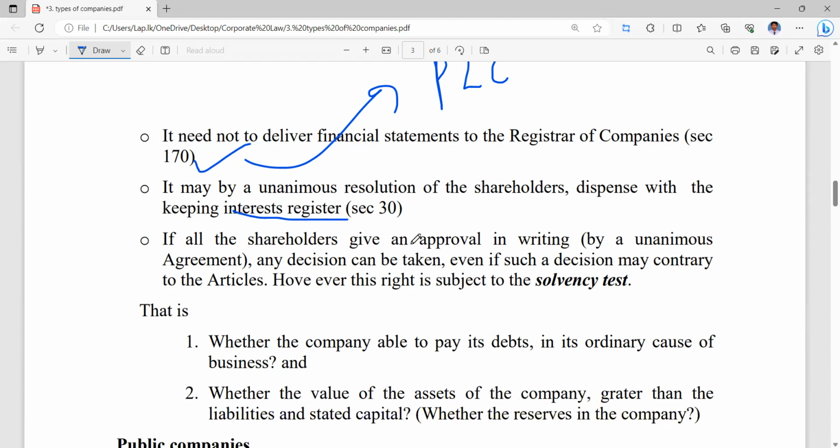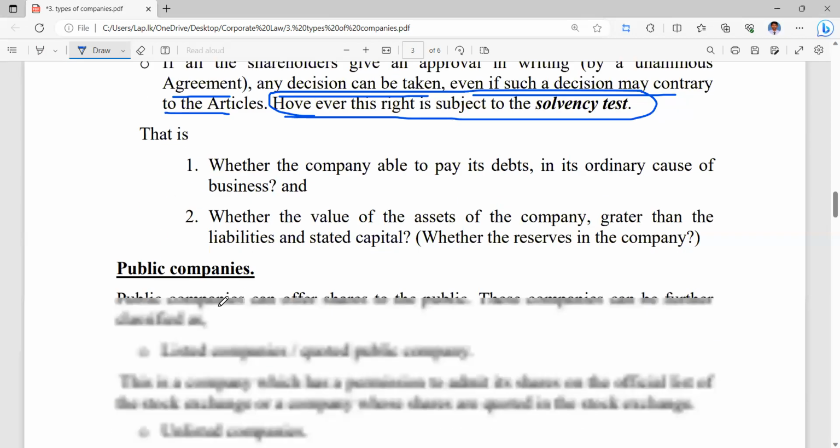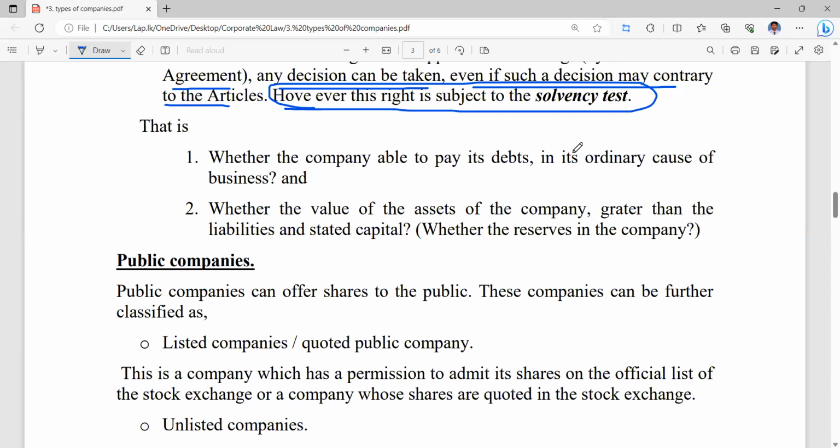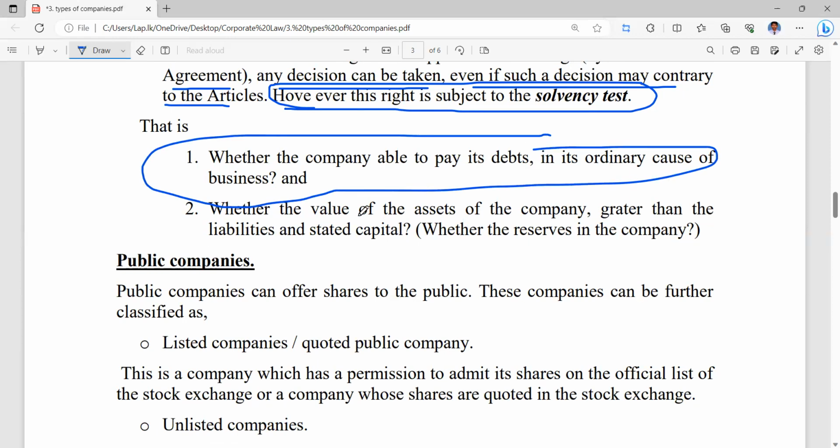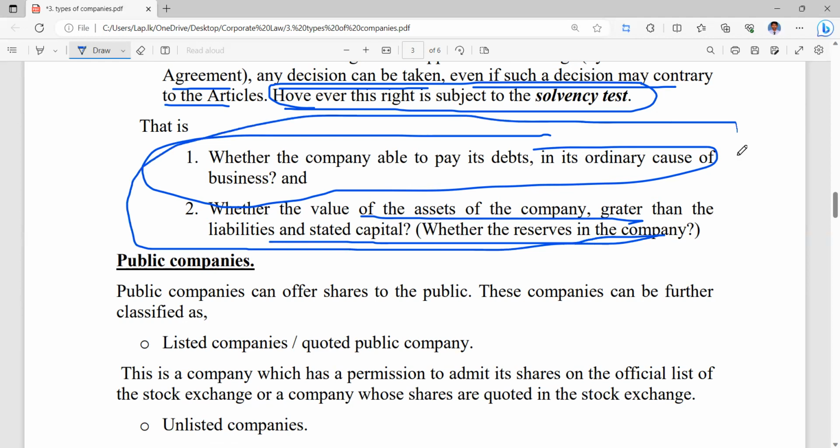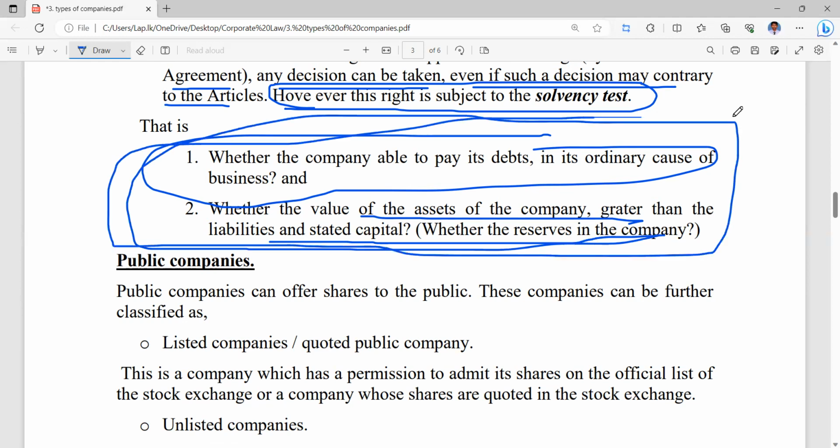If all the shareholders give approval in writing by unanimous agreement, any decision can be taken even if such a decision may be contrary to the articles. However, this right is subject to the solvency test. Solvency test in the sense whether the company is able to pay its debts in the ordinary course of activity as they become due, and the company's assets should be greater than stated capital plus liabilities. Otherwise, you cannot do it if the solvency test is not passed.